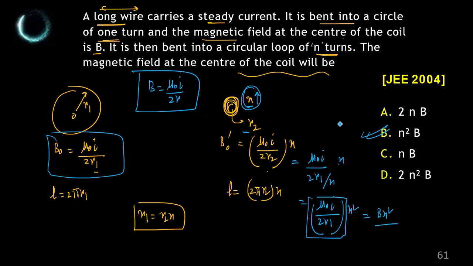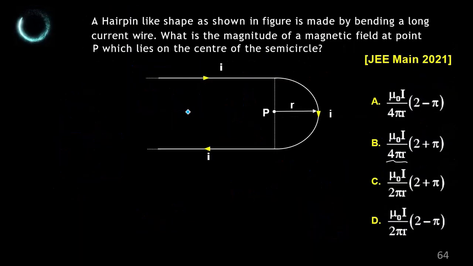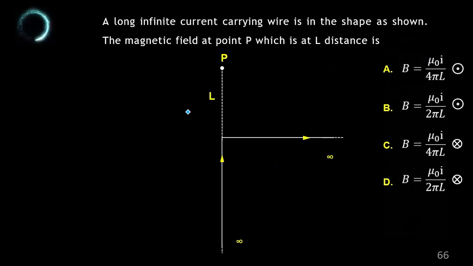How many fold? It will increase by N squared times the initial B value, provided I am keeping the same amount of current. In both situations, I am supplying the same amount of current. So your answer should be N square into B. Like I said, these are some simple problems. You can do them. Now come to the next problem.